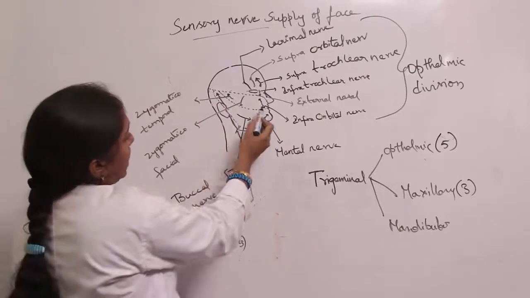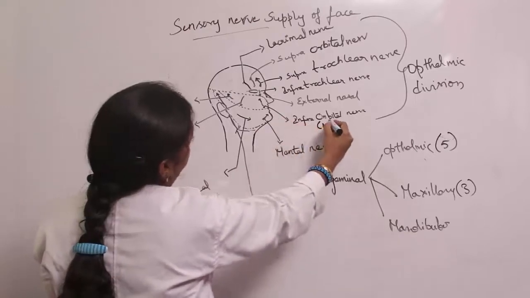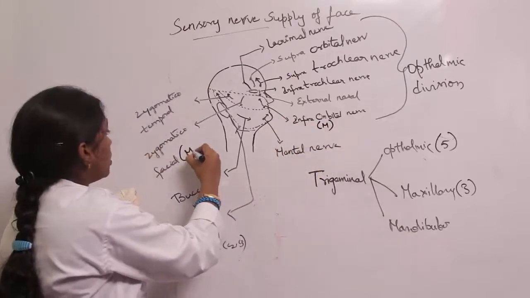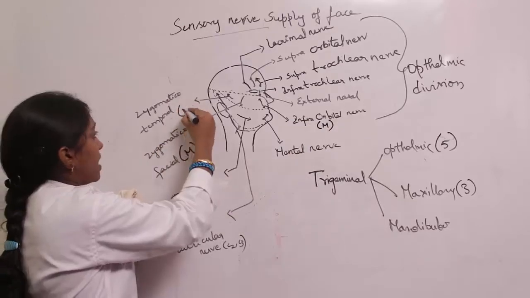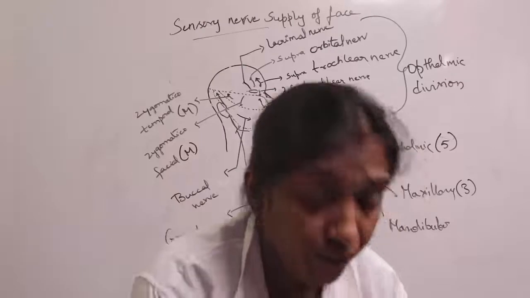So you can see the 3 branches from the maxillary division of the trigeminal nerve: the infraorbital nerve, the zygomaticofacial nerve, and the zygomaticotemporal nerve, all from the maxillary division of the trigeminal nerve.